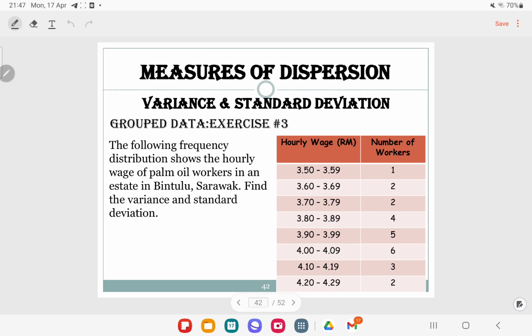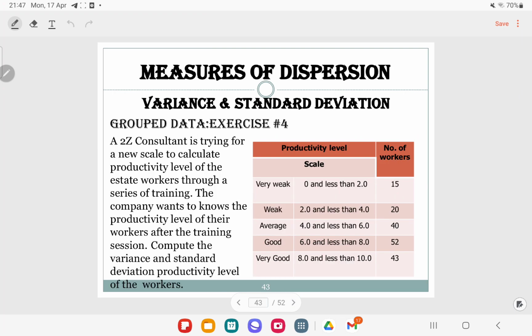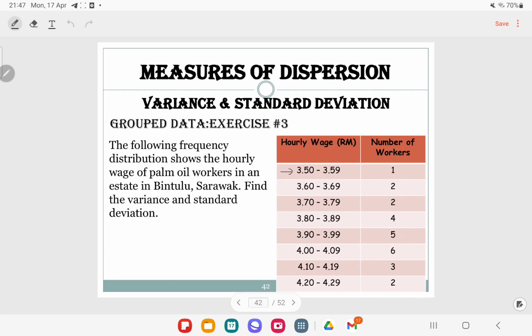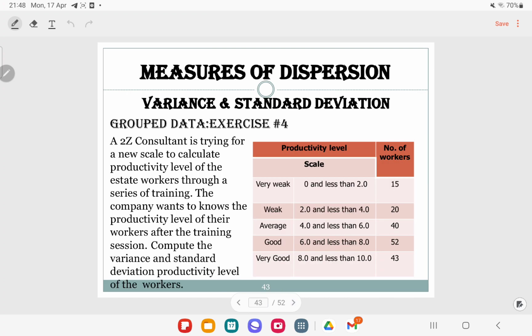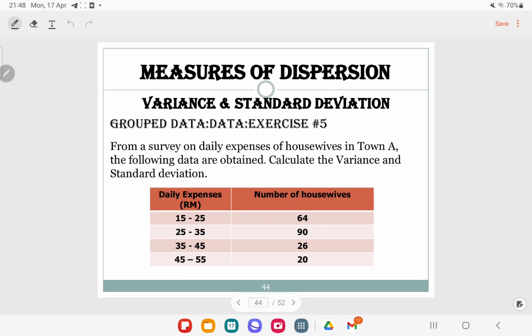Okay, let's do the example here. The first thing, you have to calculate the class boundary. Since it is not continuous to the second class, you have to calculate the class boundary here and then obtain the fx values and fx squared values, and then you obtain the summation of fx and the summation of fx squared, and then plug the values into the formula, and then you will get the answer. You can see also this exercise 4 and exercise 5 where we can calculate the variance and standard deviation.